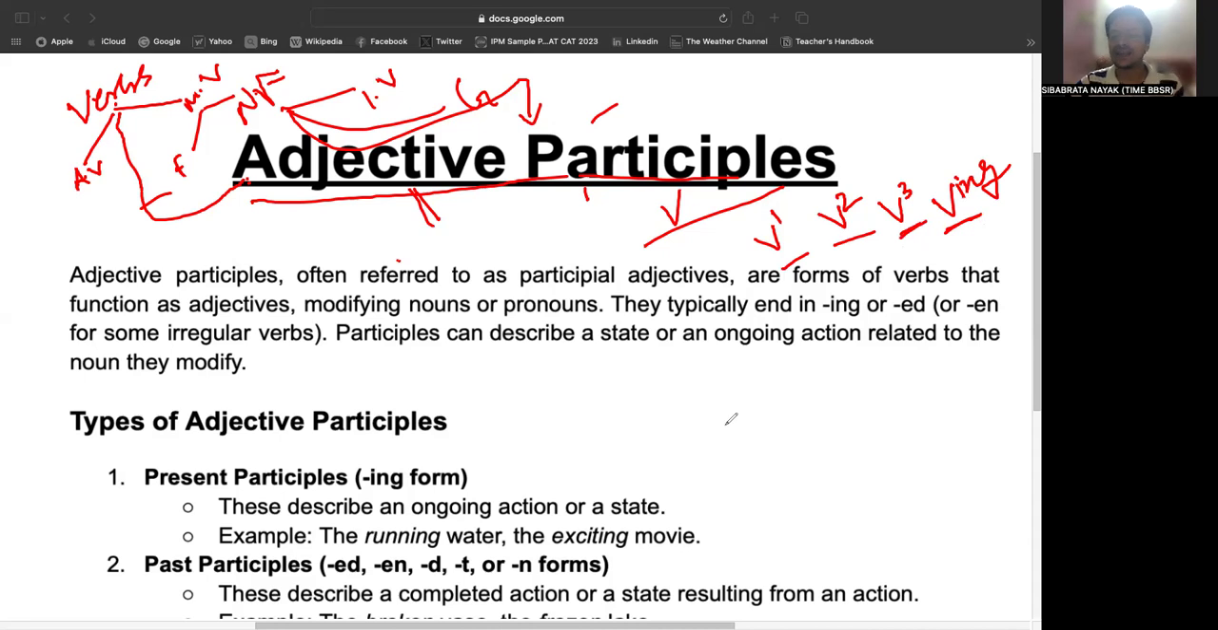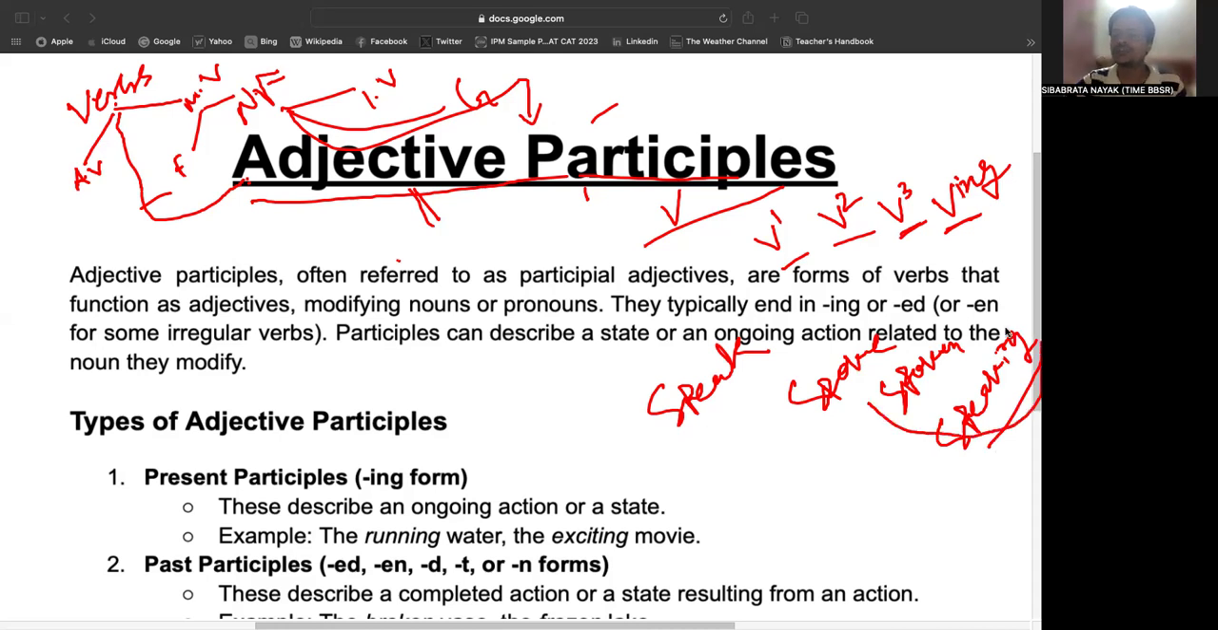Let's take an example: speak, which is the present tense; spoke, which is the past tense; spoken, verb 3, which is the past participle; and speaking, which is the present participle. The verb with ing is another one, which is called the fourth form. These two are known as past participle and present participle.